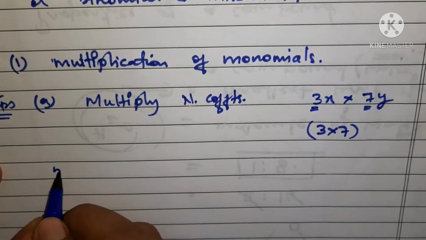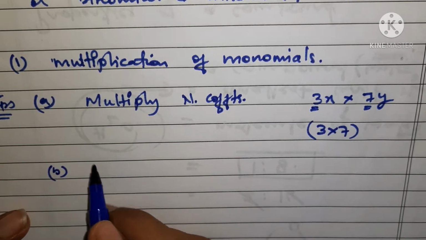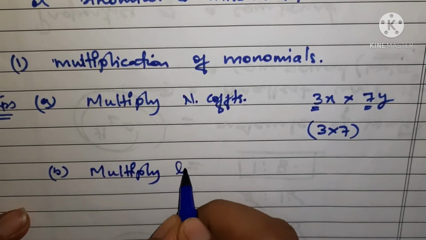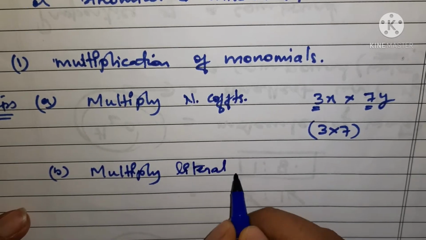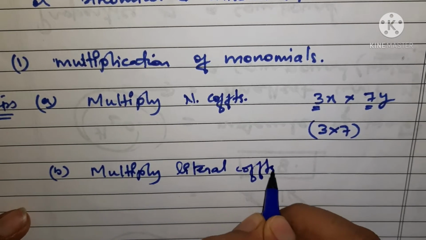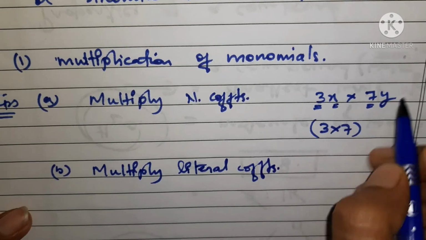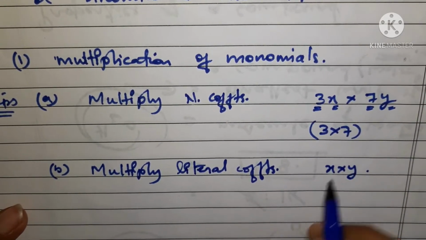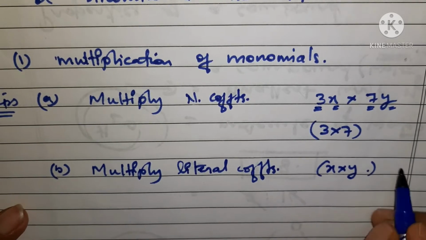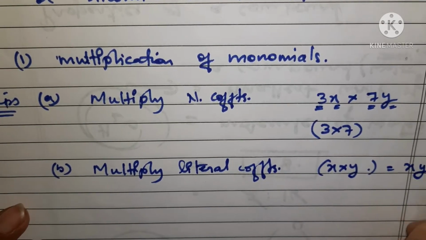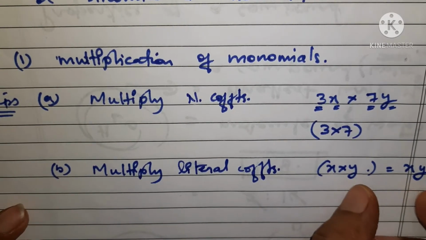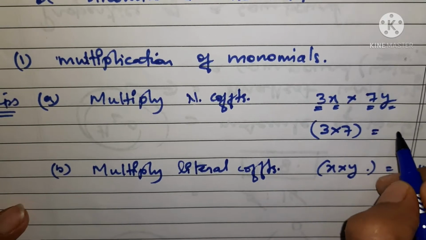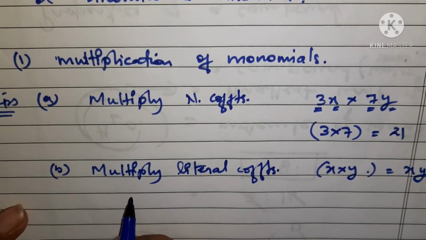What is the second step? The next step is to multiply the literal coefficients. So what are the literal coefficients? You can see here x and y. These are the variables and these are the literal coefficients. So we are going to multiply these two. You will get xy. And here you get 3 into 7, that is equal to 21.